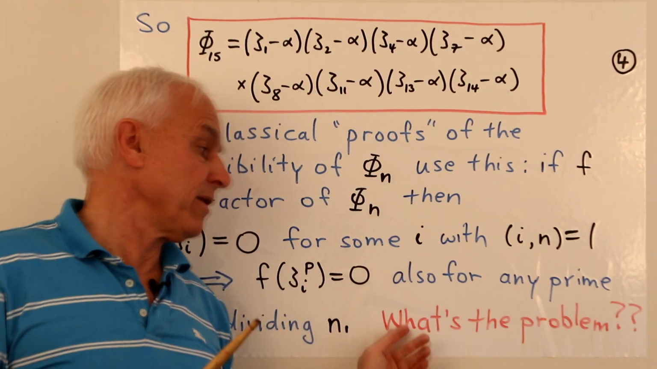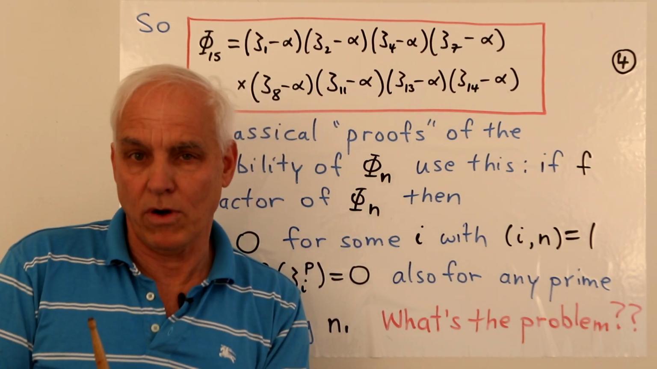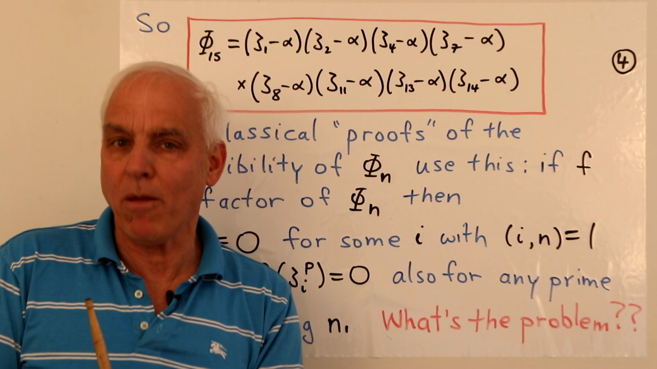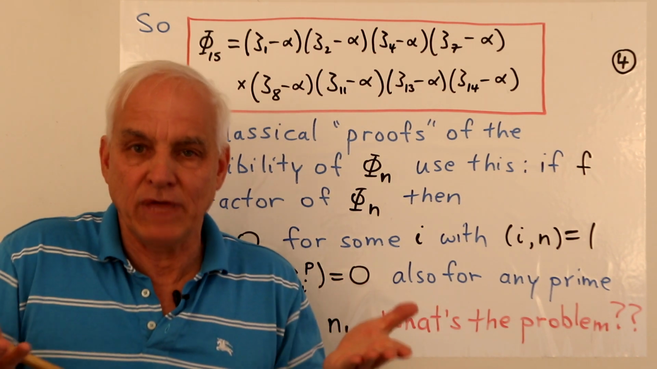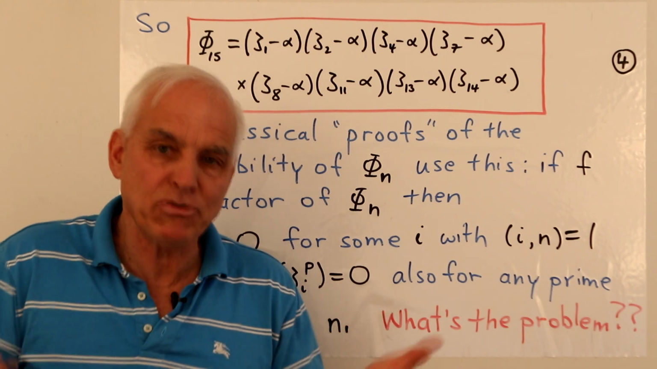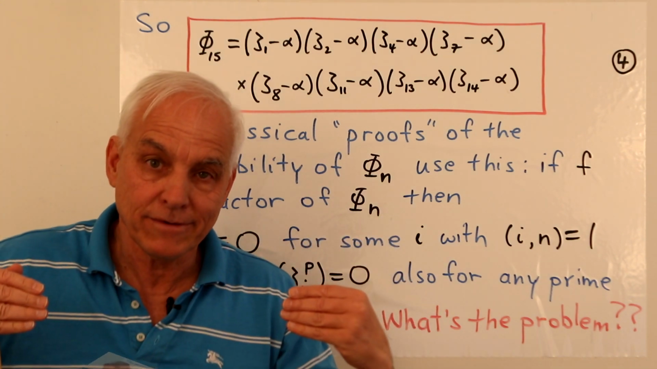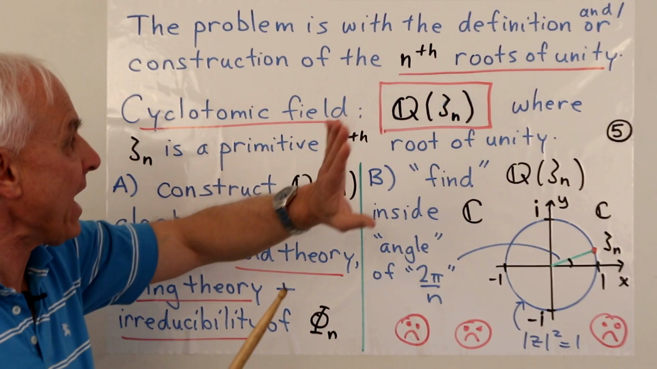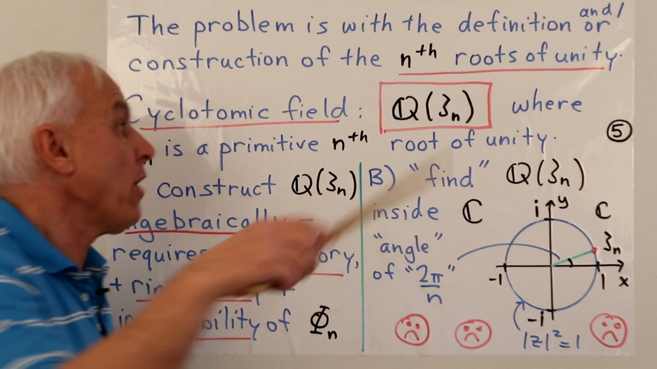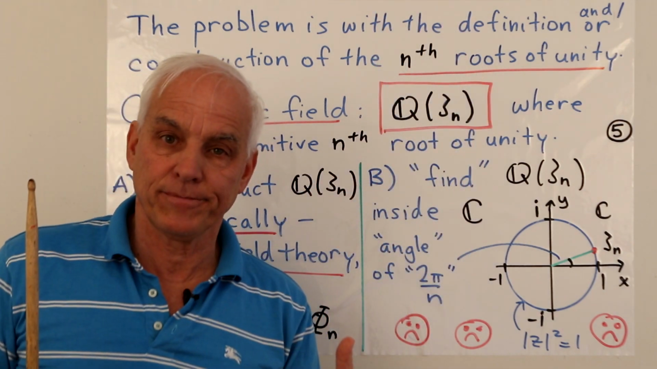So I claim that this logical framework doesn't actually really work. So what actually is the problem? Well, as often with these things, the problem is at the foundational level, about the assumptions that you're using to start out the argument. So the problem is to do with the definition and or the construction of the nth roots of unity in the first place.